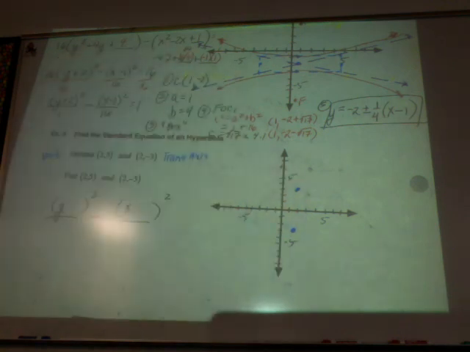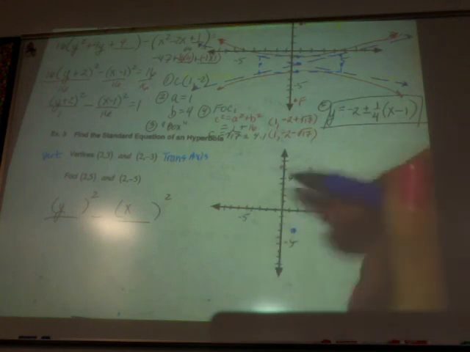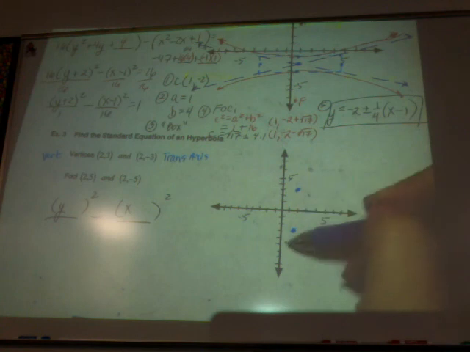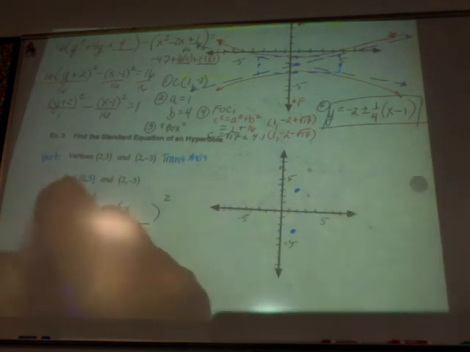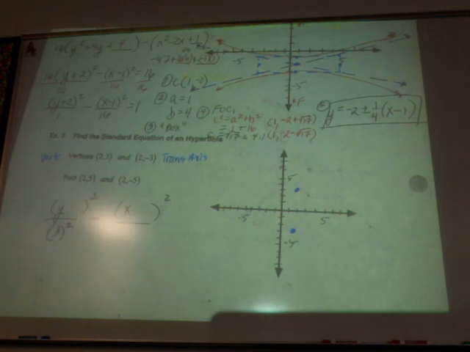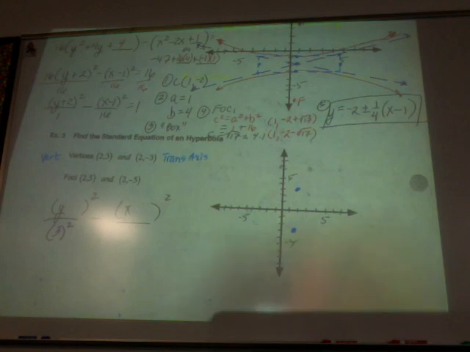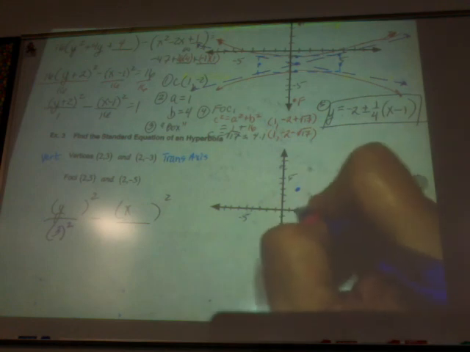Let's find our center. How far apart are these? 6. So because these are 6, what's half of that? 3. So doesn't that mean that this is 3 squared? So now we found a squared. And then the center would be right here, wouldn't it? What ordered pair is that?